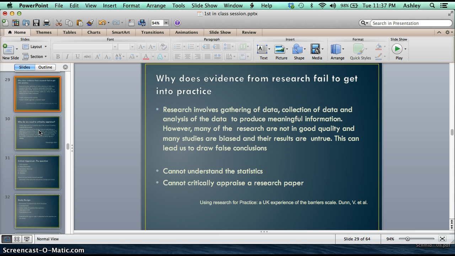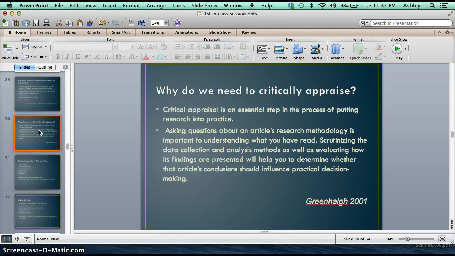Other reasons are generally, well, people don't understand the statistics. They read the results sections and they see these numbers and they see the p-value, the confidence intervals, and they're like, well, what are they talking about? Another reason is, well, simply some people just do not know how to critically appraise a research paper or an article or a topic. This is why we are taking the time to learn it so that you can apply it and you will understand it.